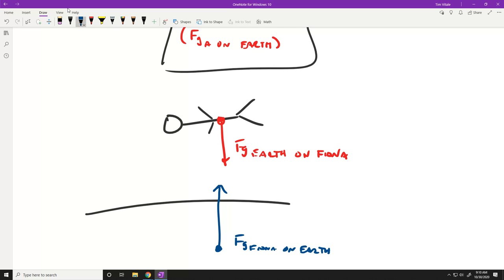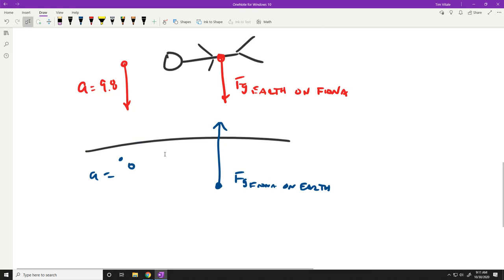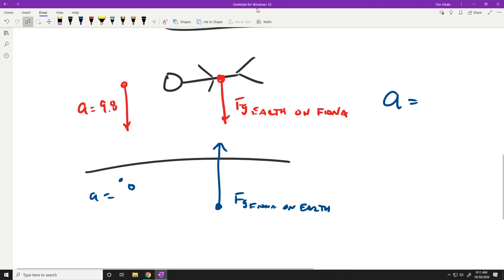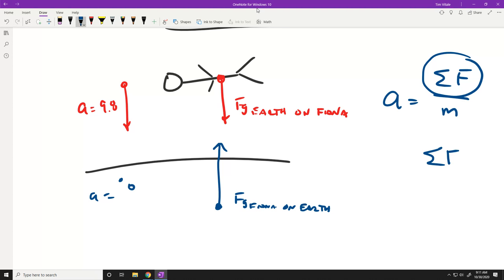The difference, though, the reason why we see an acceleration of 9.8 for Fiona, and we see an acceleration of 0 for the Earth, is because of the difference in mass, right? If you look at Newton's second law, acceleration is equal to the net force over the mass. Well, if the net force is the same each time, so I'll start with the net force on Fiona. We'll call it Fiona like that. Then it's the mass of Fiona, which is little baby mass compared to the Earth. And so that means we're going to have a big acceleration for Fiona.